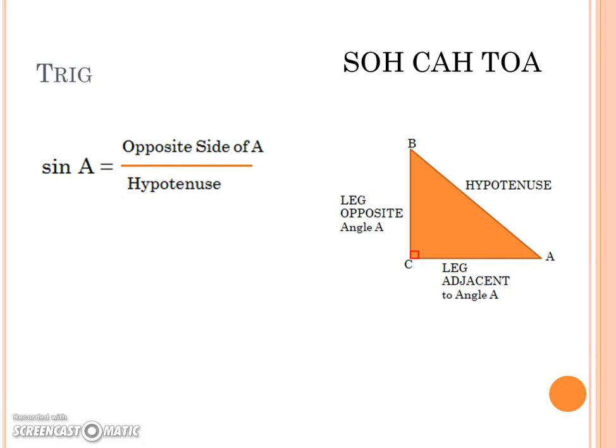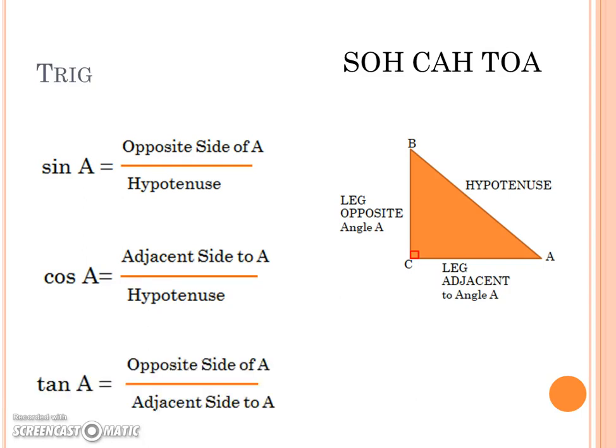The way we remember this is SOHCAHTOA. So SOH means sine, opposite, hypotenuse. Cosine is adjacent over hypotenuse. And tangent is opposite over adjacent. So again, the way to remember this is SOHCAHTOA.